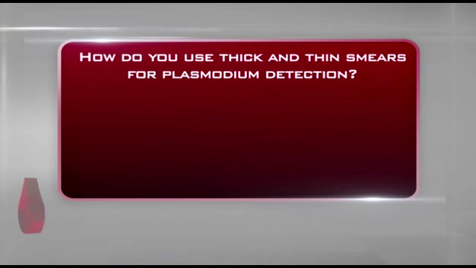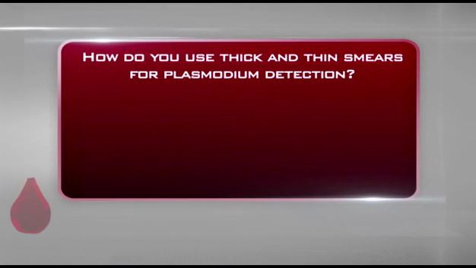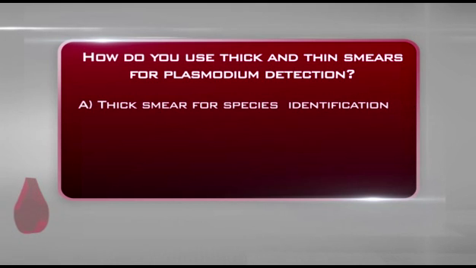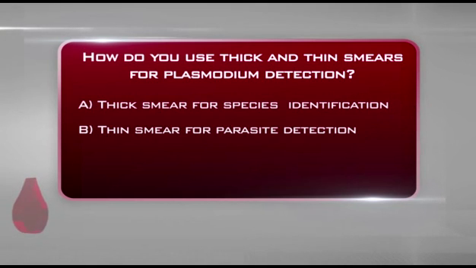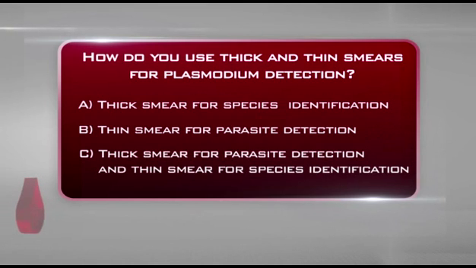How do you use thick and thin smears for Plasmodium detection? A. Thick smear for species identification. B. Thin smear for parasite detection. C. Thick smear for parasite detection and thin smear for species identification. Yes, the correct answer is C. Thick smear for parasite detection and thin smear for species identification.